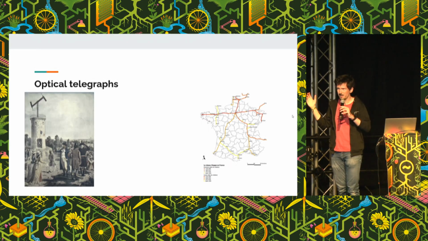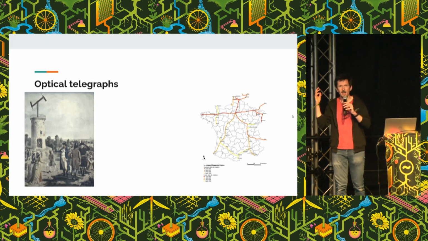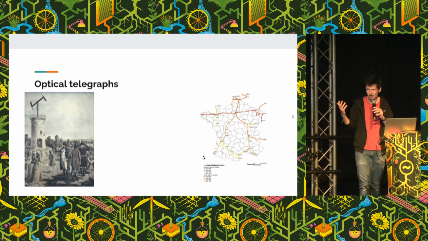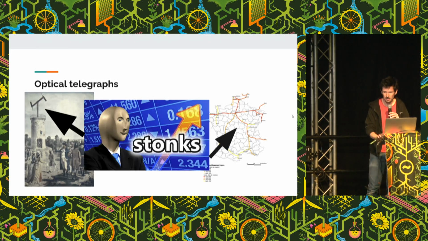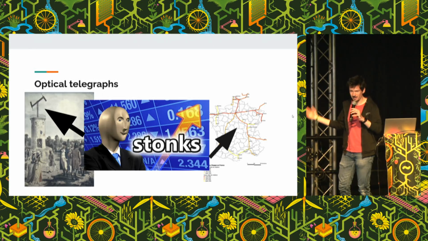Obviously they could send messages much faster than by foot or by horse. And what do you do when you have that kind of competitive advantage in information communication technology? That's right, you use it to game the stock market and make lots of money. And that's what some enterprising bankers did.